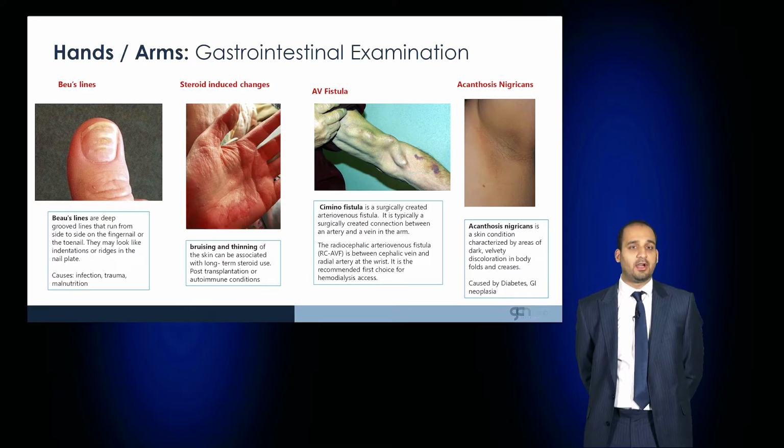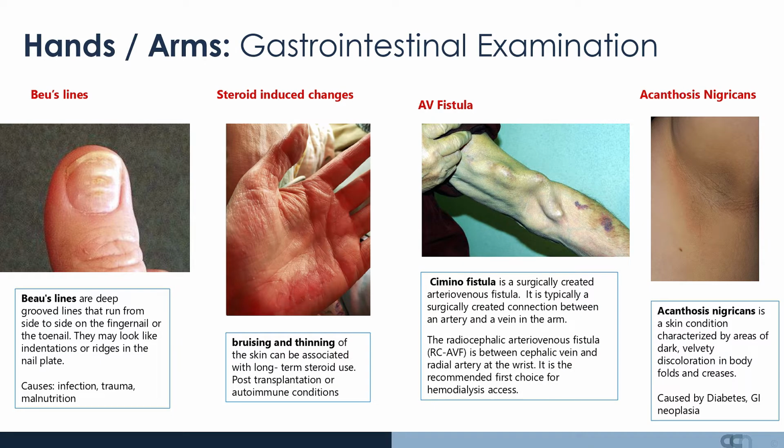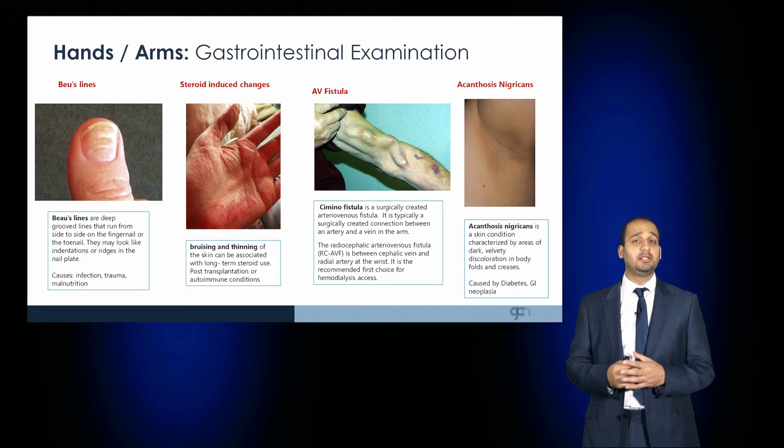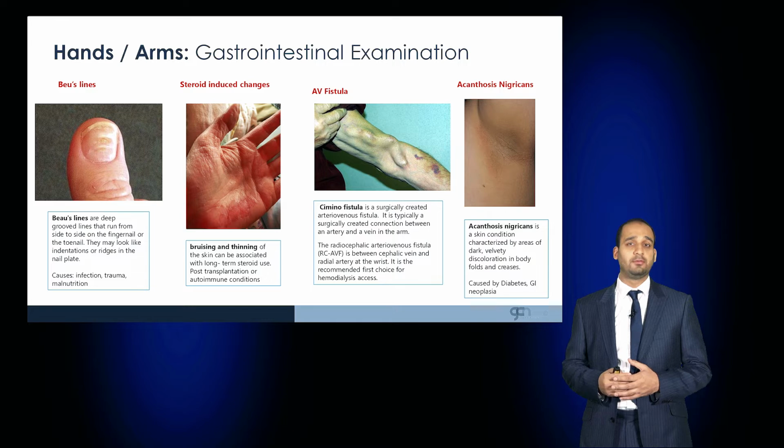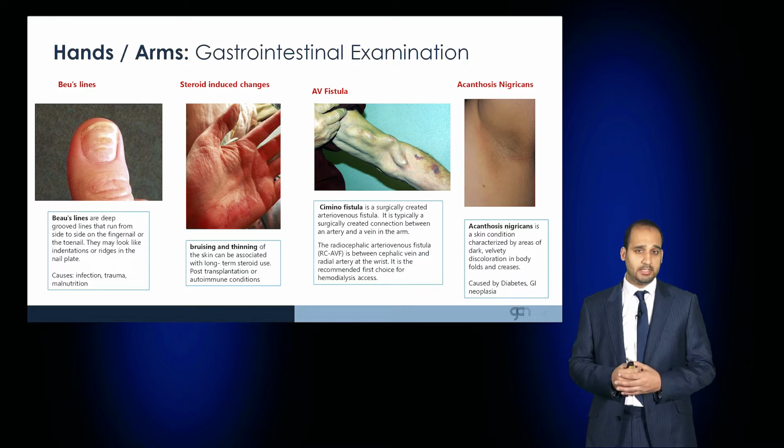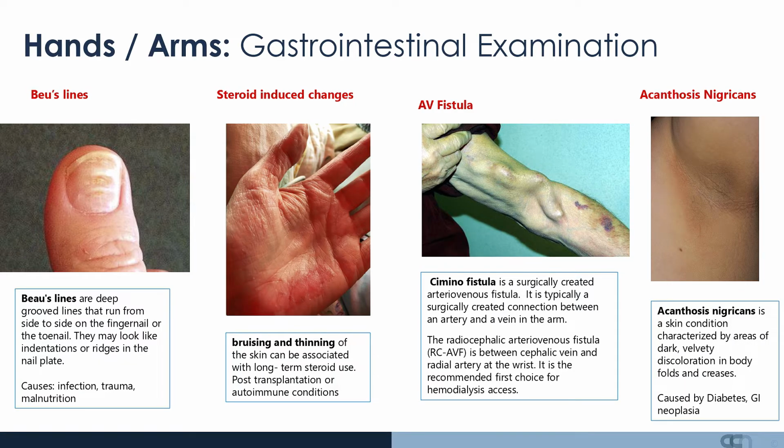Beau's lines, these are in the nails. These are deep groove lines that run from side to side on the fingernails or toenails, and they may look like indentations or ridges, and these can come about due to malnutrition, infection or trauma. A patient may be taking long-term steroids, either as a form of immunosuppression for a liver transplant or a renal transplant, or for an autoimmune condition, including autoimmune hepatitis. As a result, look for any Cushingoid appearances.